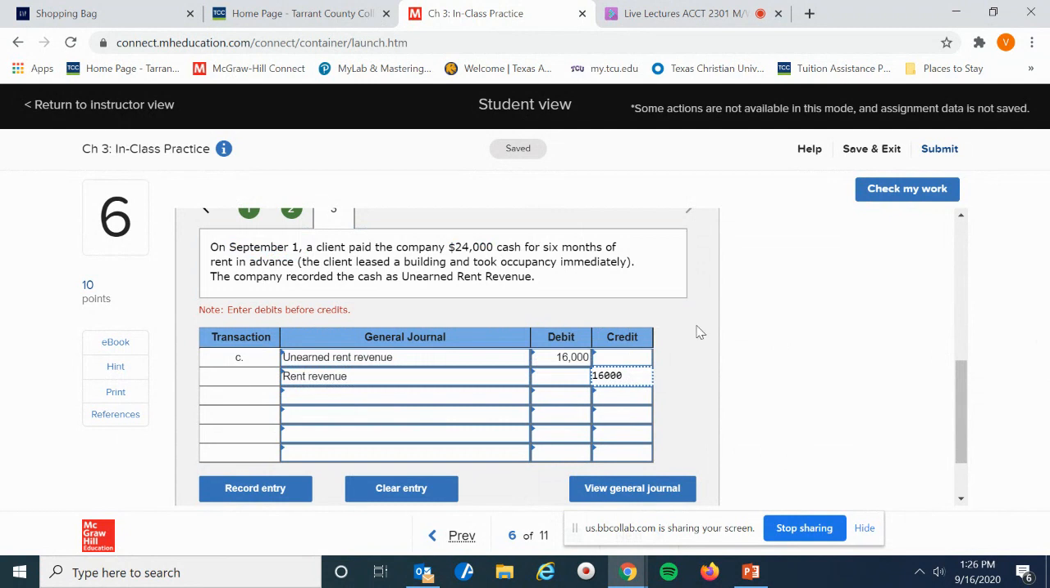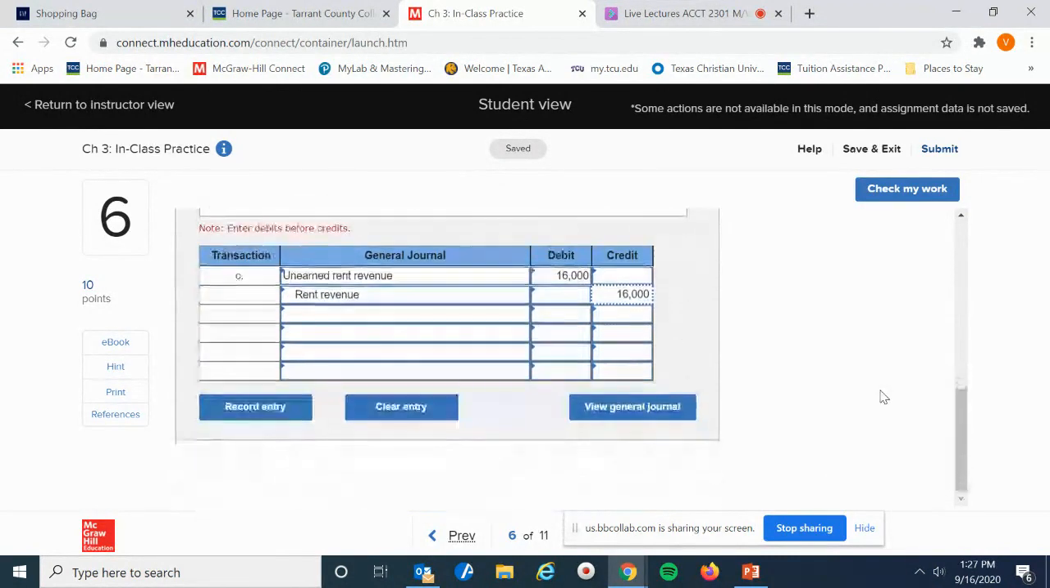So what we're saying here is, by December 31st, the company has provided rent for $16,000, and unearned revenue, which again is a liability account, is decreased by $16,000 because the company has already provided the rent to the client, to the customer. All right, so this is unearned revenue.